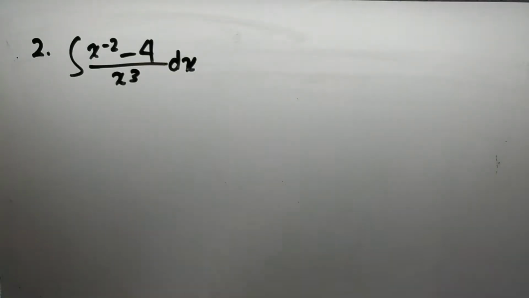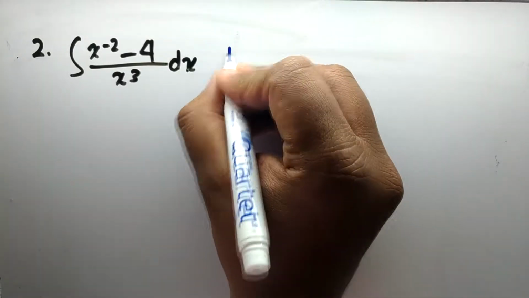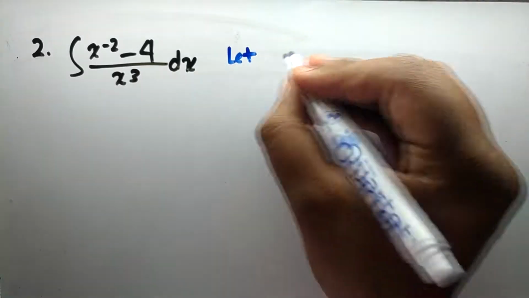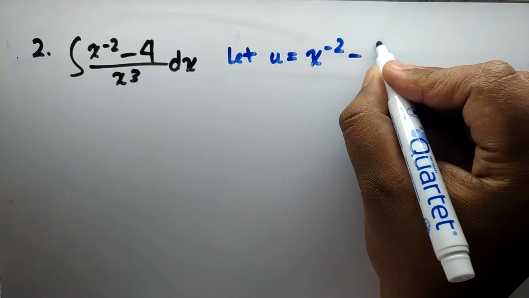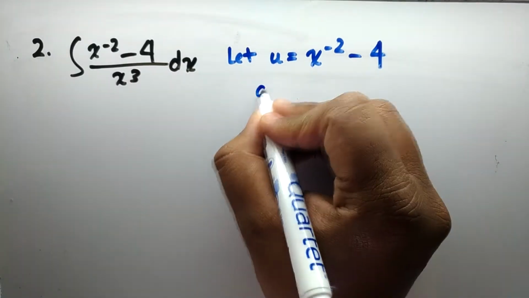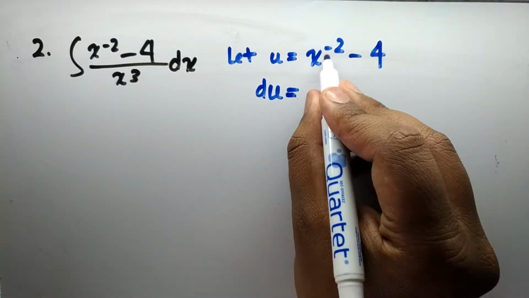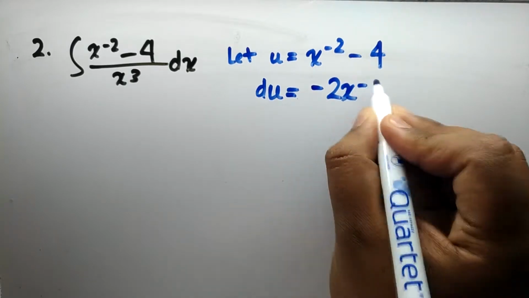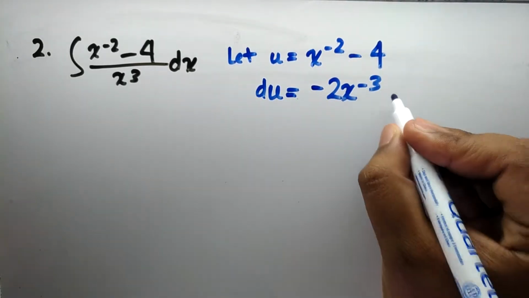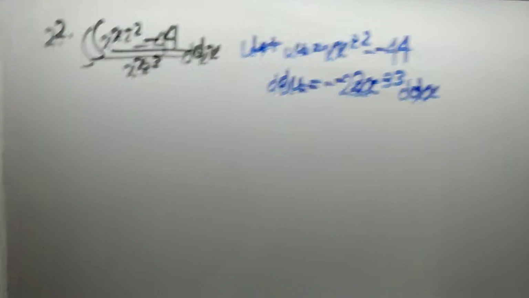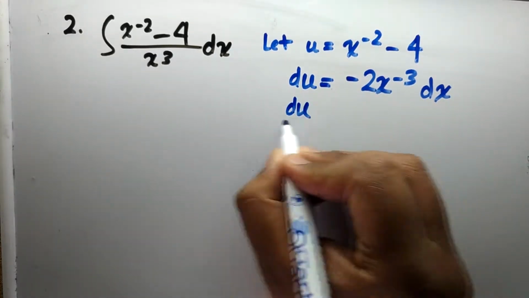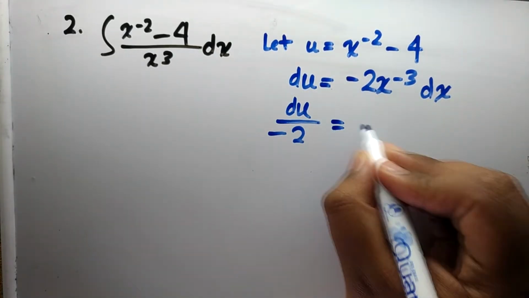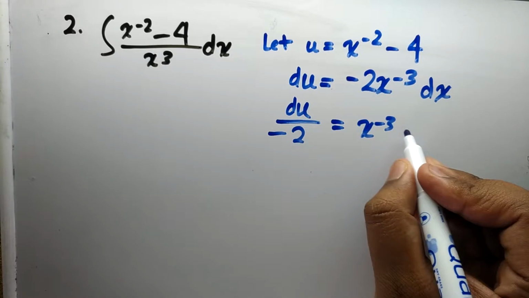So for this example, what we can do is we can actually let u equal x to the negative 2 minus 4, and once we differentiate this, what we can actually get is x to the negative 3 times negative 2. And we can then, of course, isolate for x to the negative 3 by dividing the left-hand side by negative 2. So we get du over negative 2 equals x to the negative 3 dx.